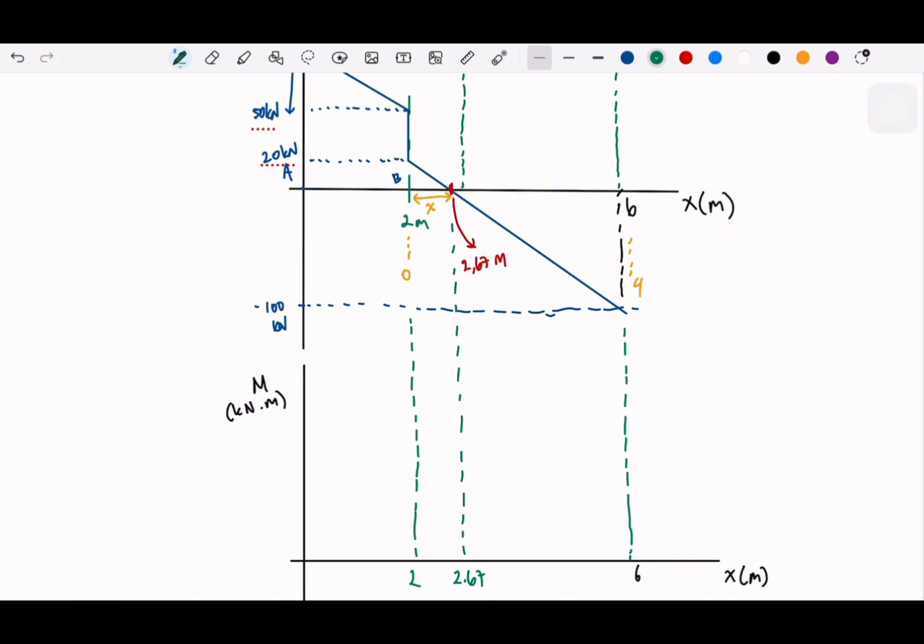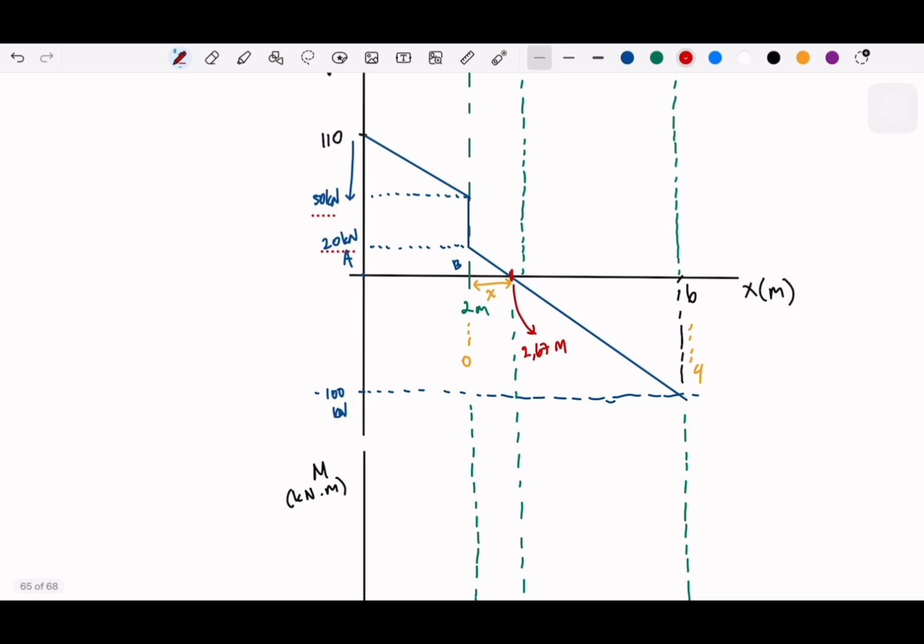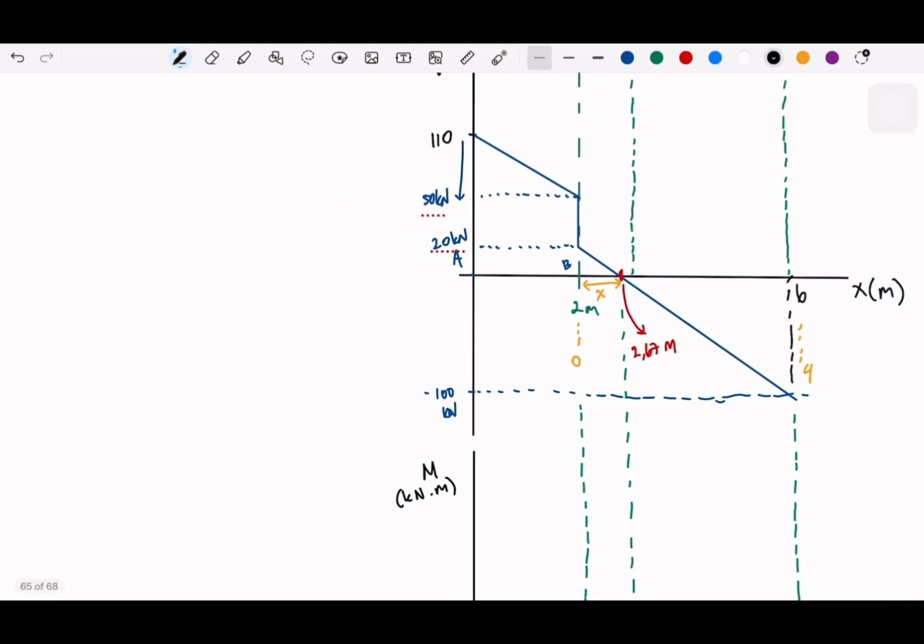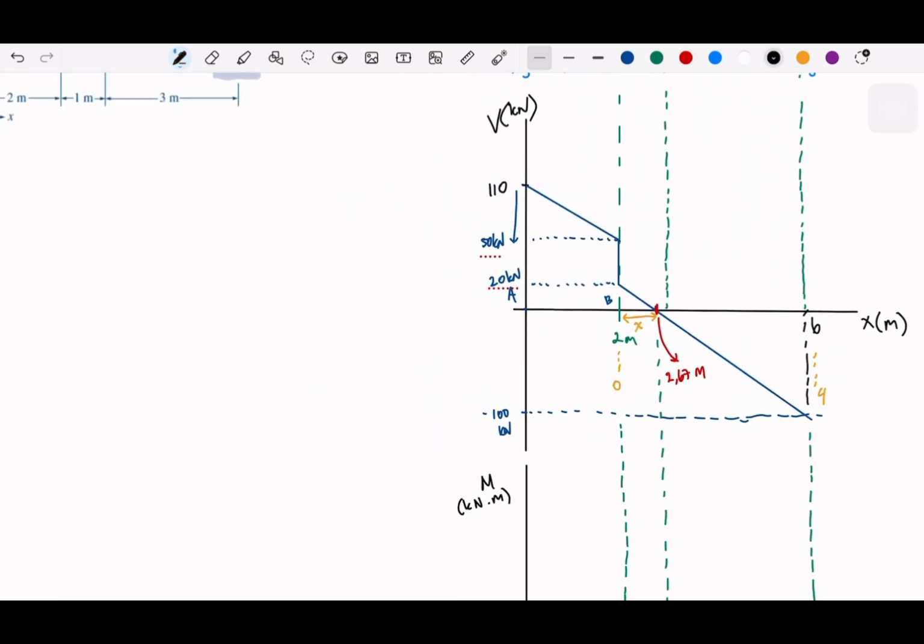Now we move from 0 to 2. We have a positive slope, right? We have a positive slope up until 2 meters. So from A to B, we have a positive slope. And what is our slope? Slope is basically, we can write that the Vx for 0 to 2 meter, this will be our graphs, right? So M, this will be 110x minus 15x squared.